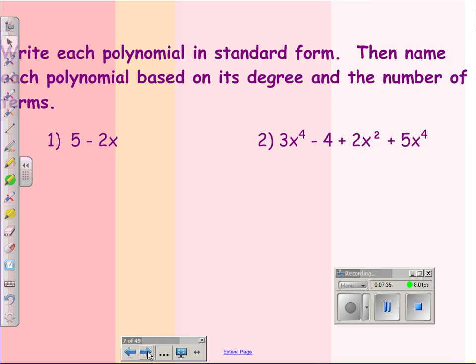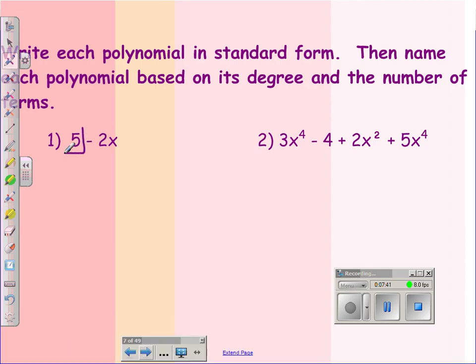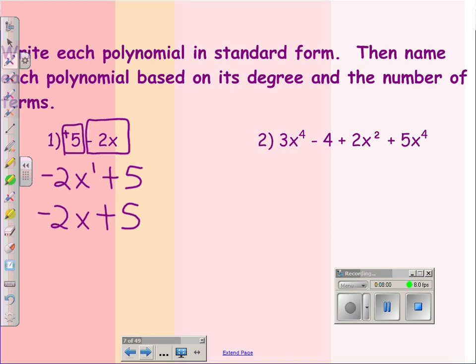The first thing I'm going to do is consider I've got a 5 and I've got a negative 2x. Well, the better way to write this would be with the coefficient and variable up front, or an exponent of 1, and then that's a positive 5. So I just flip-flop those, and so now we have negative 2x plus 5. That is in descending order because the x is going to come before the constant.